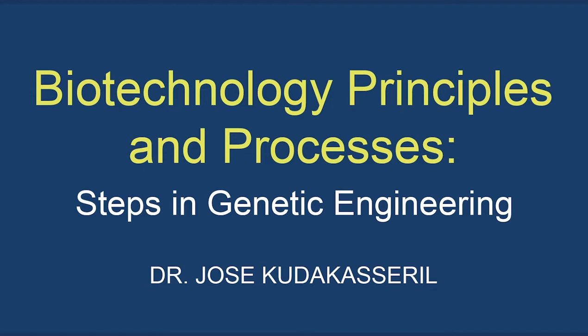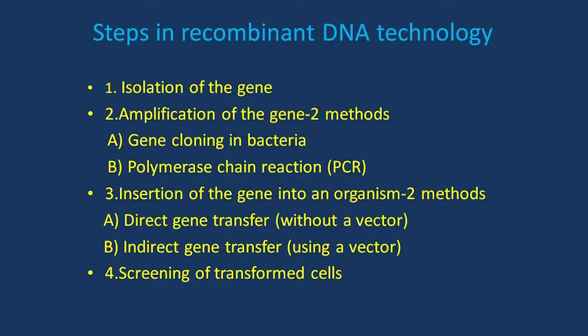Today I am going to talk about the steps in genetic engineering. The first step in genetic engineering is isolation of the gene. Usually, we isolate genes from a cell culture. For example, if you are going to isolate a human insulin gene, you have to first make a human cell culture. Second step is called amplification of the gene.